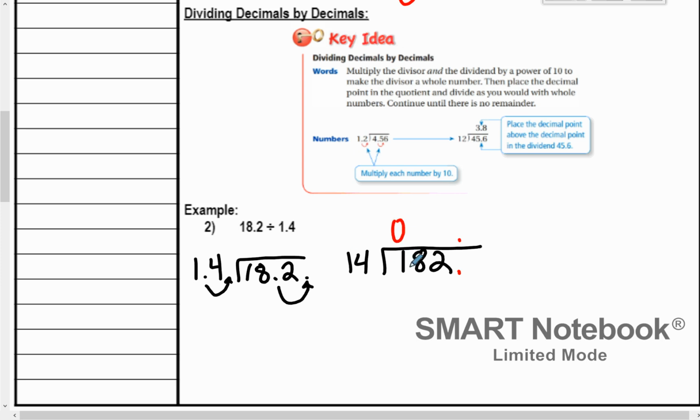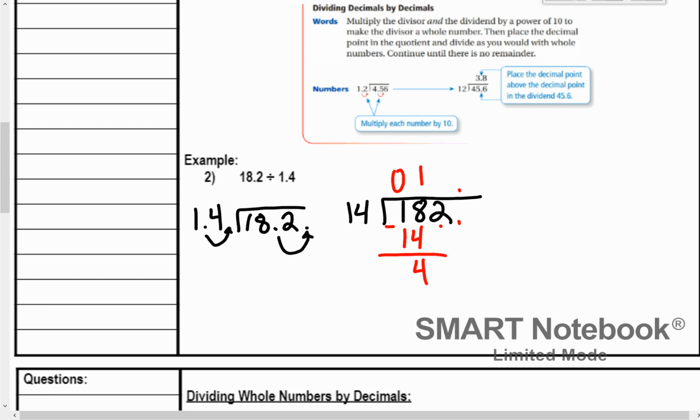We say how many times can 14 go into 1? 0. How many times can 14 go into 18? Once. 1 times 14 is 14. We subtract, find our remainder. Bring down our 2. 14 can go into 42. Here's where we just do some guessing and checking. I'm going to say 3 times. 4 times 3 is 12. 3 times 1 is 3, plus 1 is 4. 42 exactly. Subtract 42. We have a remainder of 0 and no more numbers. All right, so here our final answer is 13.